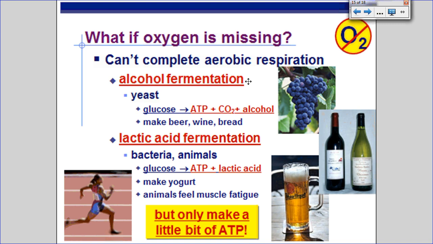And there are two types of anaerobic respiration. There's lactic acid fermentation, which we just talked about, and then there's a type that occurs in yeast. It's called alcoholic fermentation, and this is where glucose creates ATP and CO2 as well as a form of alcohol. This is how a lot of your alcohols are made, like beer or wine, and even bread. The yeast that makes your bread undergoes alcoholic fermentation as well.